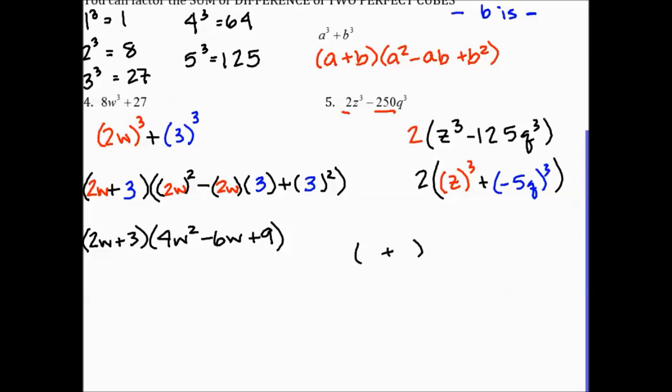So I'm going to have z plus negative 5q, then I'm going to have z squared minus z times negative 5q plus negative 5q squared.